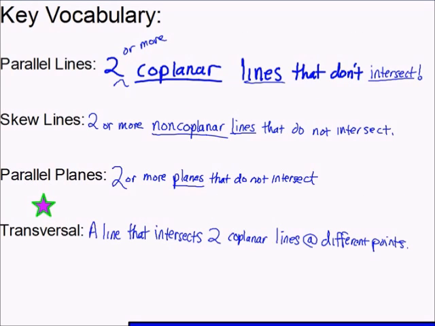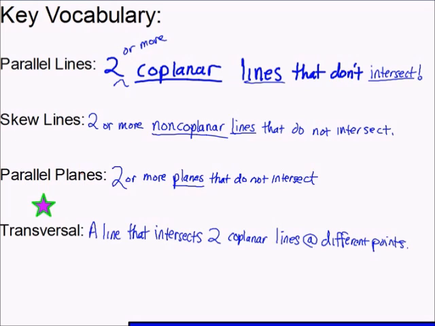Key vocabulary. When we talk about parallel lines, those are two lines that do not intersect, but they have to be coplanar. They have to be on the same plane. So on your phone screen or your device screen or your computer screen, here are two parallel lines. They're on the same flat surface, so these are parallel. Skew lines, on the other hand, are lines that don't touch, but they're not on the same plane. If you can imagine one line on your phone screen and another line coming out of the phone screen, that's going to be non-coplanar.